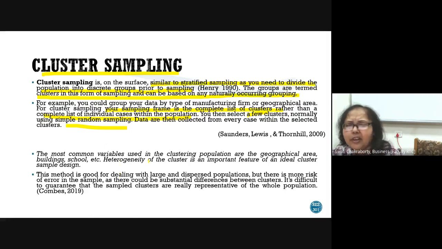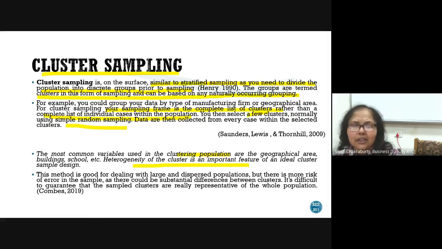The most common variables used in clustering a population are geographical area, building, and school. Heterogeneity of the cluster is an important feature for an ideal cluster sample design. Each cluster should represent the entire population, so whichever cluster you choose, it would not make any difference.